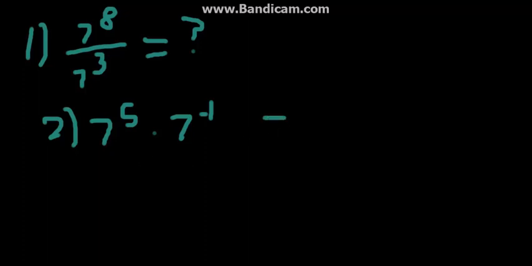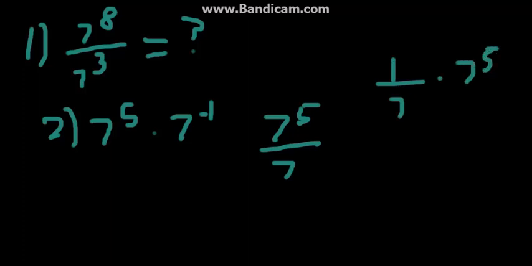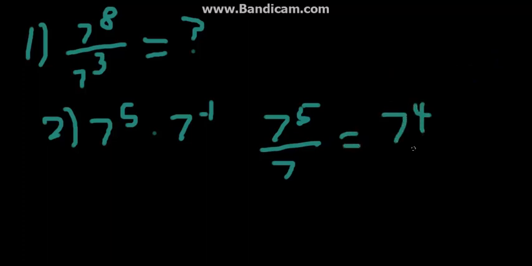So 7 to the 5th, which is, I'm not going to write the whole thing out, which is 7 to the 5th divided by 7, right? Because 7 inverse is just 1 over 7. So we're pretty much saying 7 to the 5th times 7 times 1 over 7. Which is the same thing as we're saying right here. So this equals 7 to the 4th from our quotient exponent property.